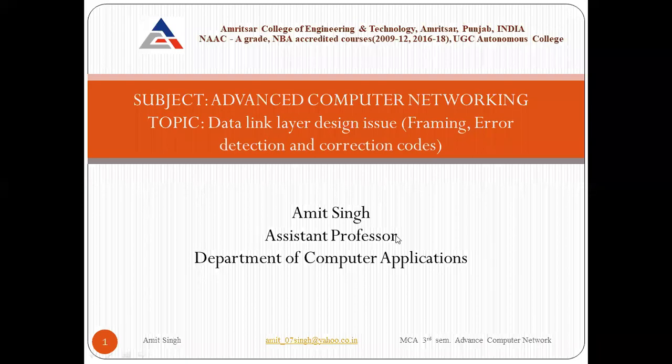Today's topic is the data link layer design issues. Today we are going to cover two topics. The first is framing, and the second one is error detection and correction codes. So let's start with the first one.